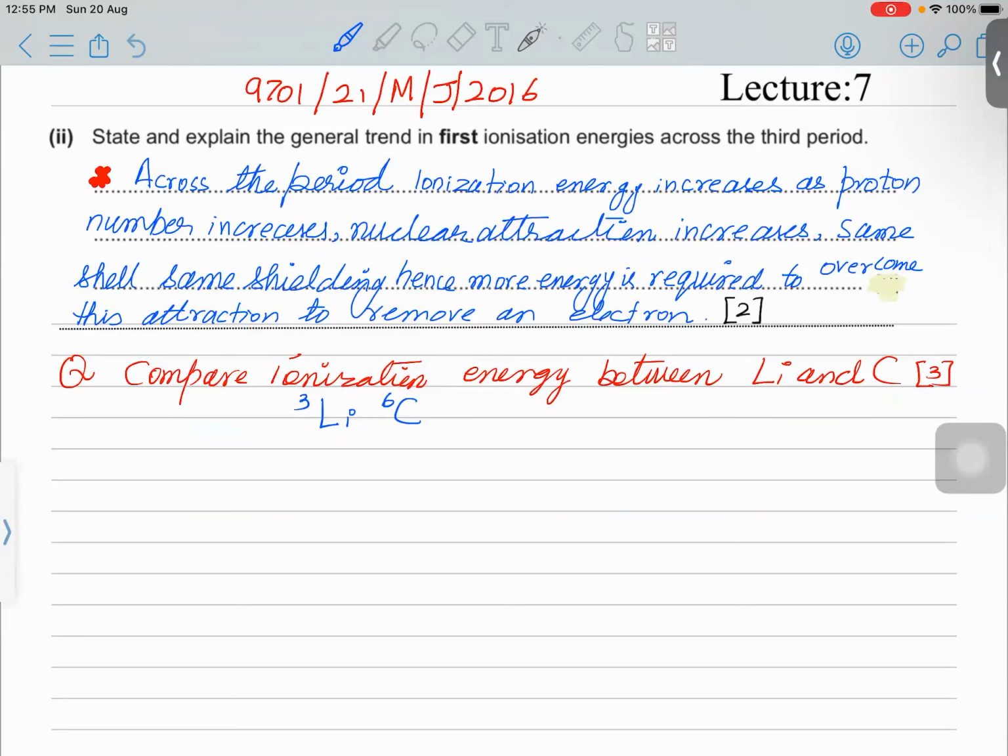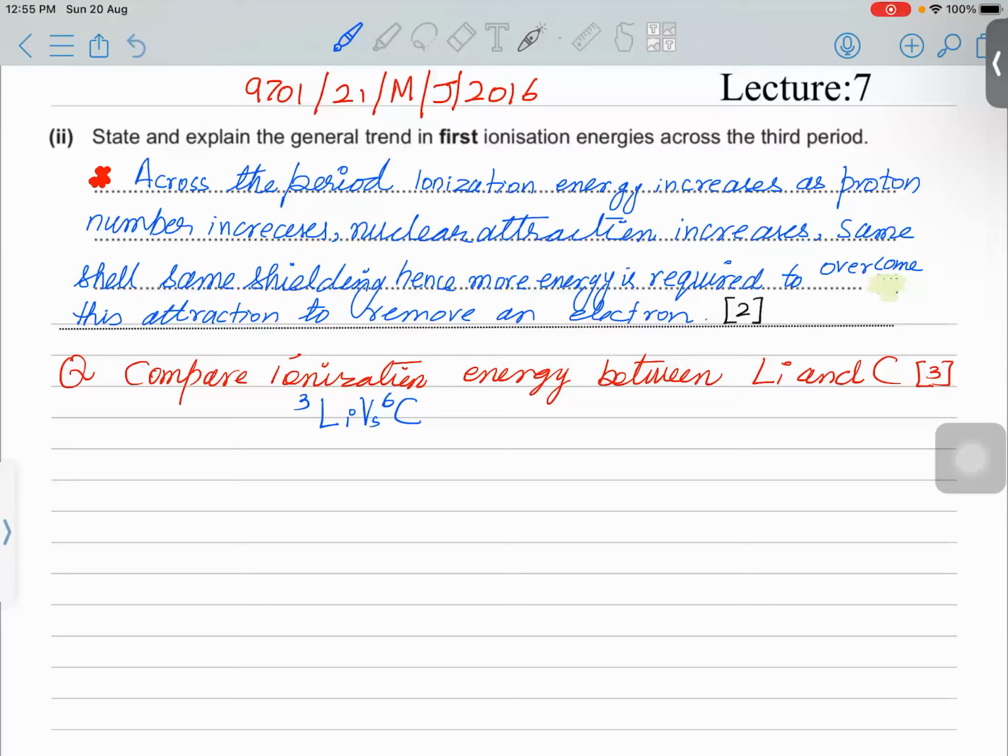Which one has more protons, lithium or carbon? Carbon has more protons. Which one has higher nuclear attraction? Also carbon. Which one requires more energy to remove an electron? Carbon. So these are the 3 points for 3 marks.